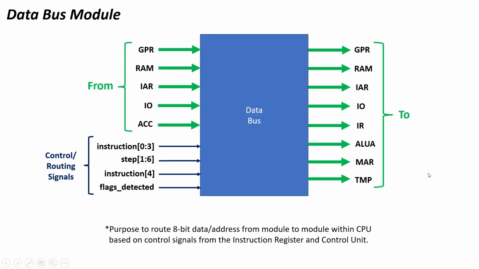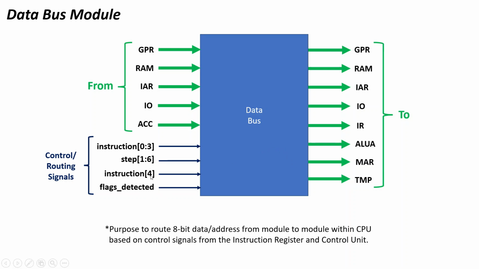Now let's cover the data bus. On the left here we have the from. These are the components of the CPU that have outputs, and all those outputs go into the data bus. And for all the components that have inputs, the data bus is driving 8 bits to each one of these. How the data is routed from one component to another is based on these routing signals. We're looking at the first 4 bits of the instruction, and the step, because based on the step, different signals need to route, and we'll look at all those in a minute.